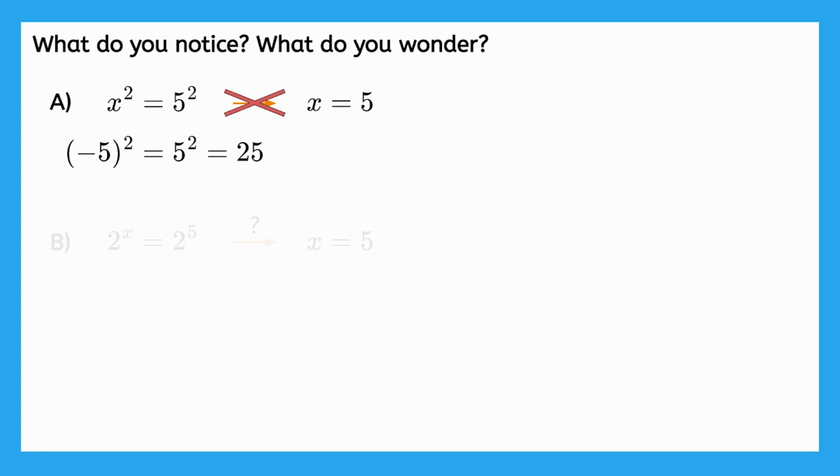A similar situation happens with absolute value of x equals absolute value of 5. Remember, an absolute value outputs the positive version of a number. Even though the obvious conclusion seems to be x equals 5, we cannot say that for sure, because x could also be negative 5, since the absolute value of both 5 and negative 5 is 5.